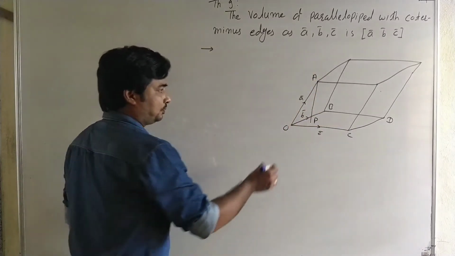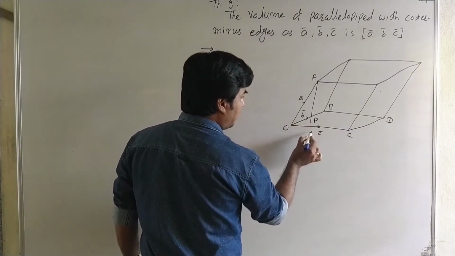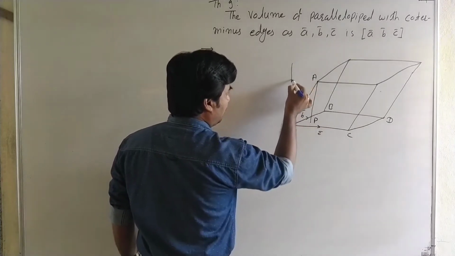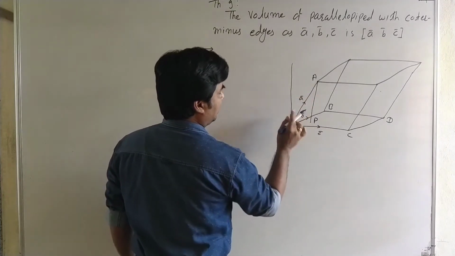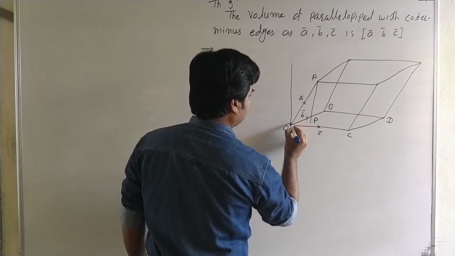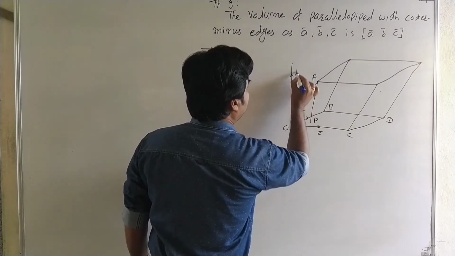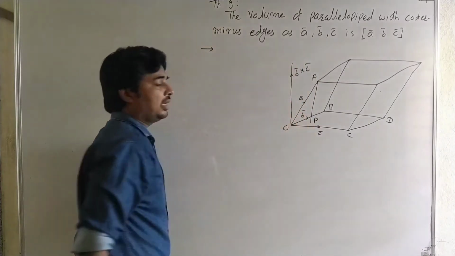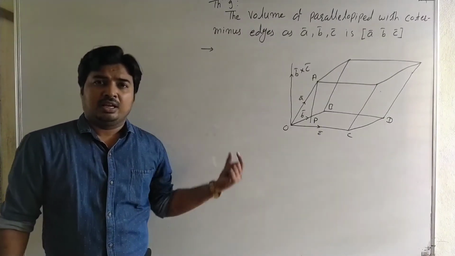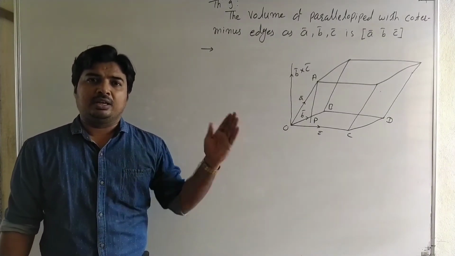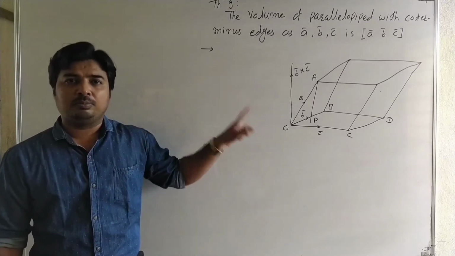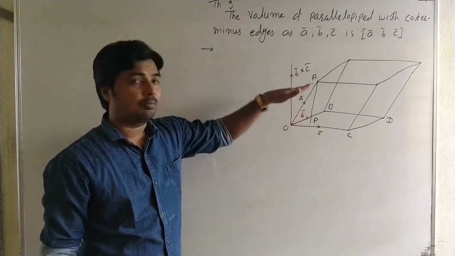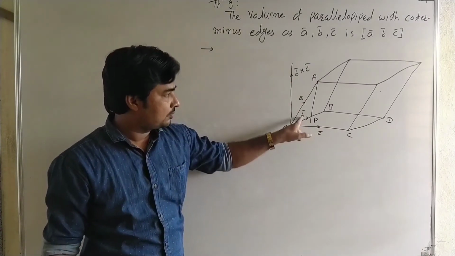Now again we consider b bar and c bar. Here b bar cross c bar is a vector perpendicular to the plane of b bar and c bar. For any vectors p bar and q bar, p bar cross q bar is perpendicular to the plane of p bar and q bar. Here, b bar cross c bar is perpendicular to the plane of b bar and c bar.